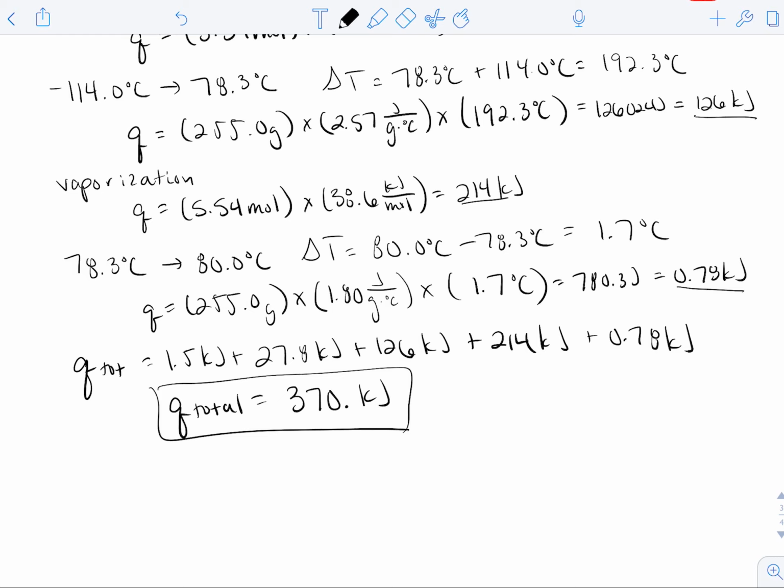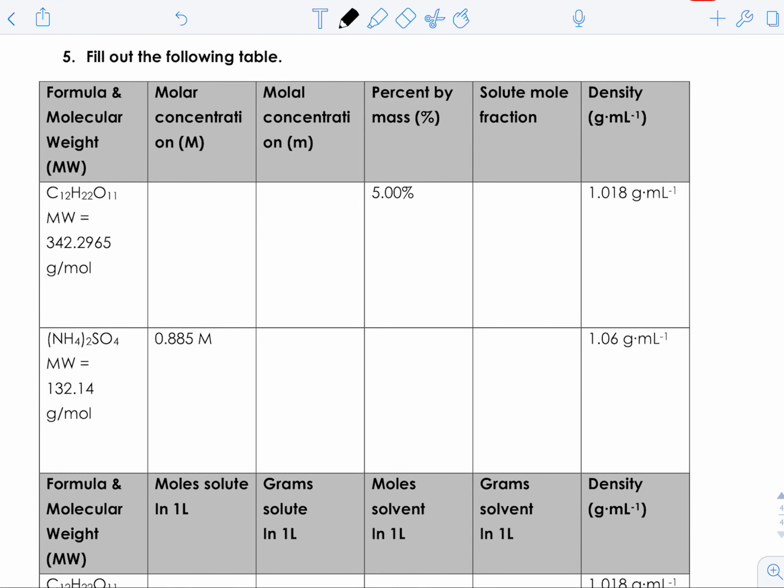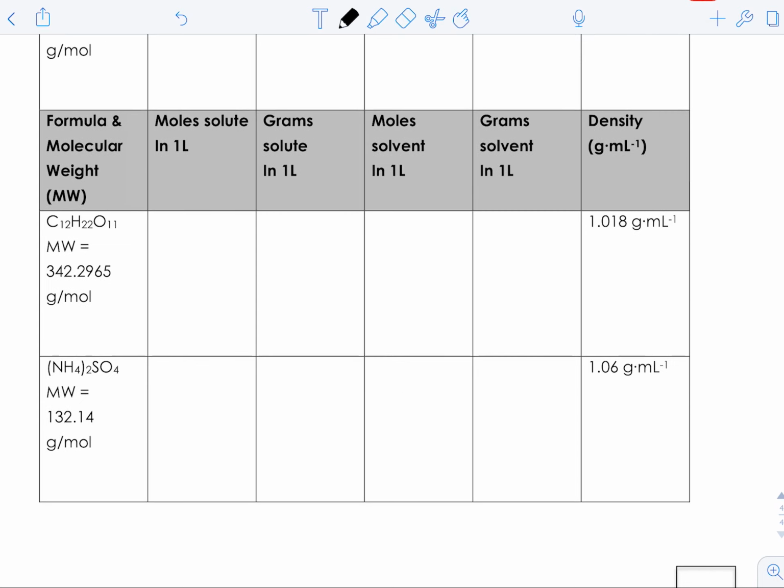Last problem on here is filling out this table. This table gave a lot of people a lot of issues, so I'm going to show you guys how to go through this table and answer this, as this will absolutely be on the test. So this table kind of has 2 parts. The top part is our different concentrations. The bottom part is kind of a way to solve the information. It's kind of there to guide you through this information.